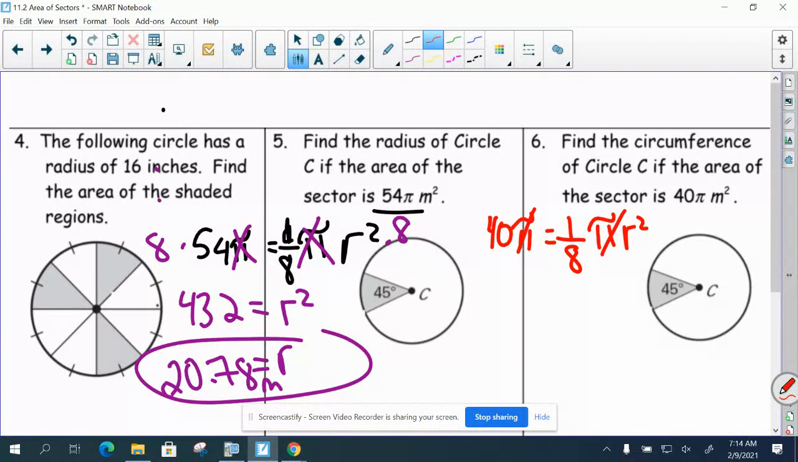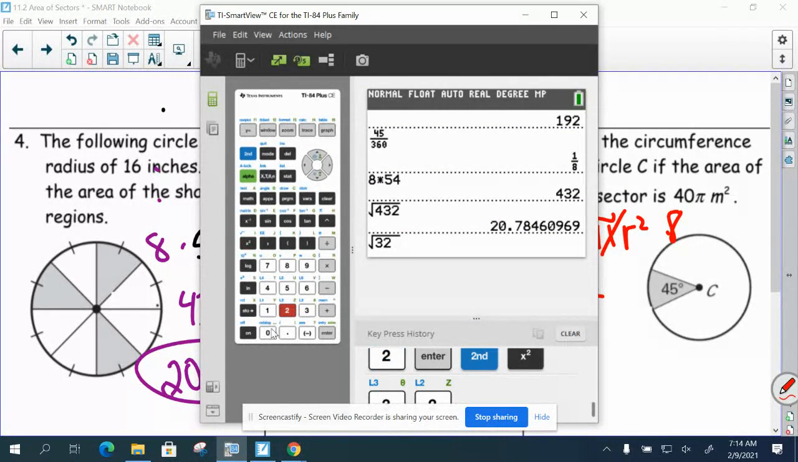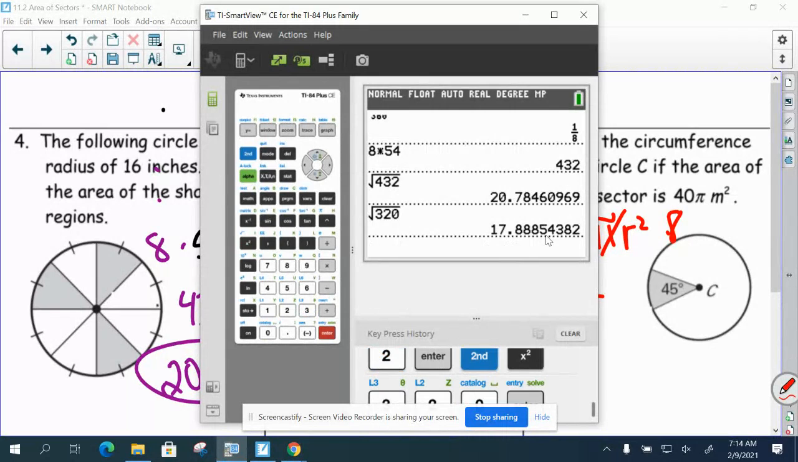Pi's cancel. Multiply both sides by 8. Quick mental math, 8 times 4 is 32. Add a 0, so 320. Which makes sense if 8 times 54 is 432. 8 times 40, something smaller, is a little bit smaller. And then equals r squared. And then take the square root. Now, it depends on how precise you want to be. If I take the square root of 320, I get 17.89.